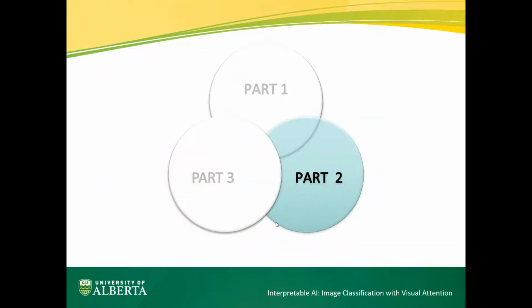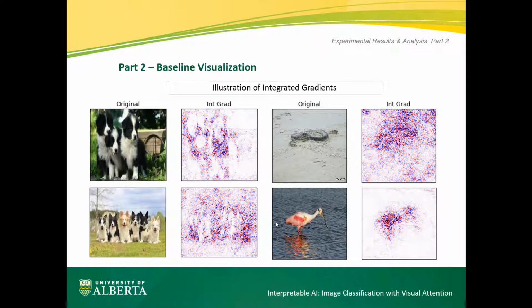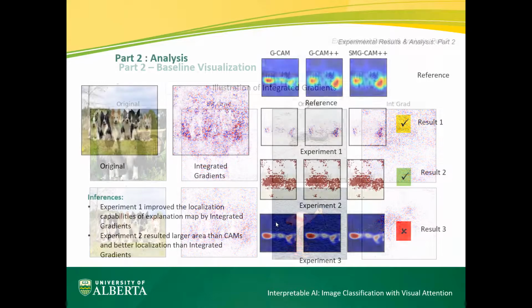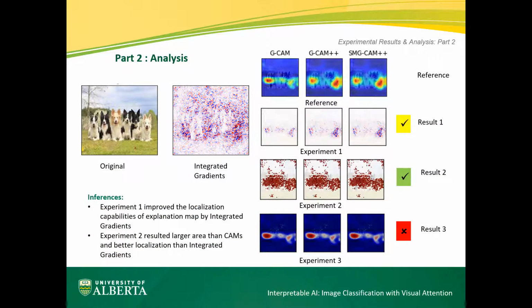Let's see the result of the novel combination. This is how the explanation map of integrated gradients looks. In the first experiment, we did a direct combination and we saw that we improved the localization of the explanation map generated by integrated gradients in our experiment. In the indirect combination, we got a result which had better localization compared to that of integrated gradients and larger area compared to that of class activation techniques. The final experiment did not yield better results. Overall, the first two looked better and promising.